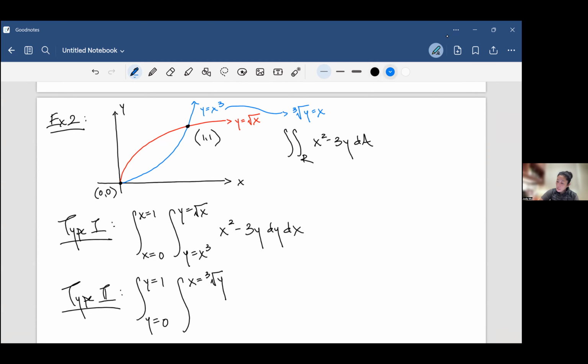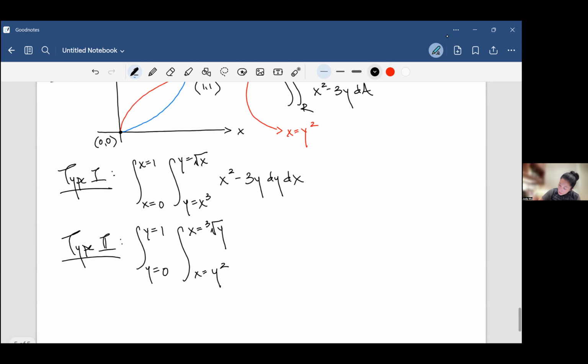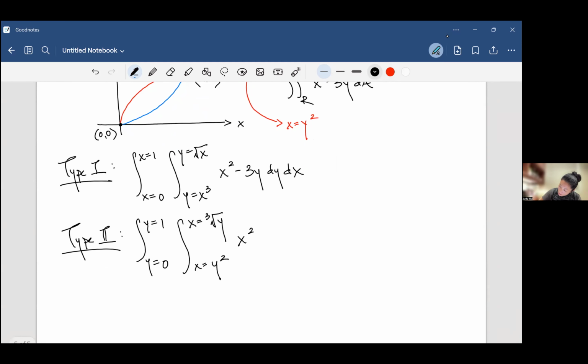Now, similarly, we have a left curve, y equals the square root of x, but we want to call it like x equals something. We want to get x by itself before we can plug it into the bounds. So I'm going to square both sides, and I get x equals y squared. And that is going to be my left bound, okay? Same thing, I'm going to do x squared minus 3y, but this time dx, and then dy.